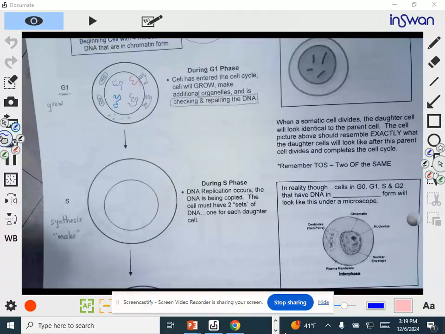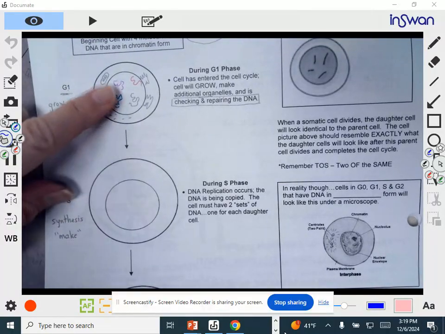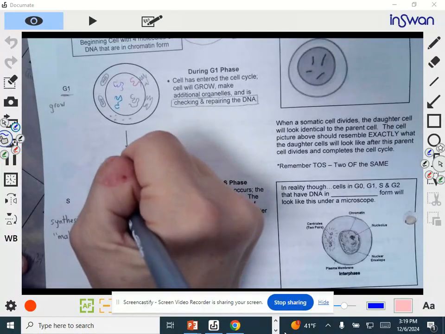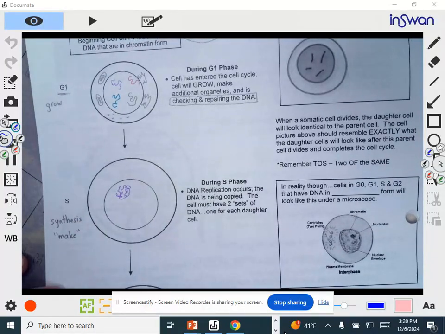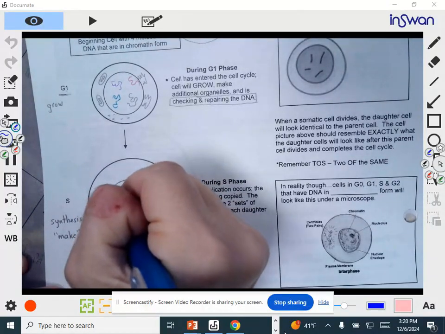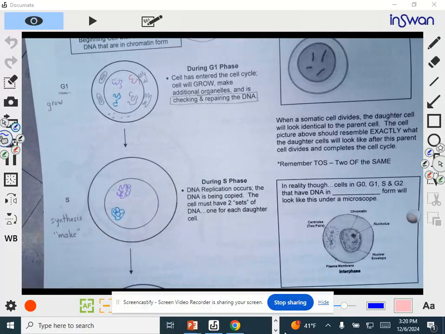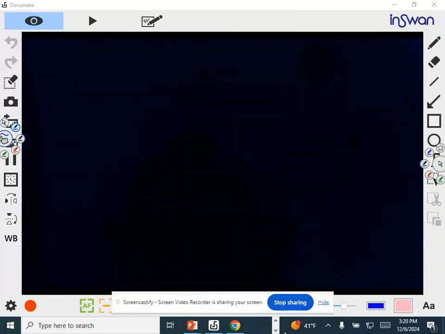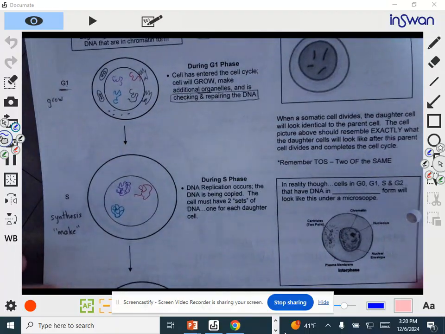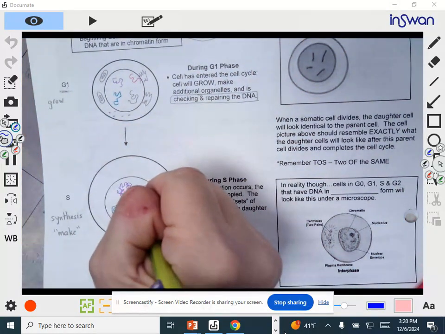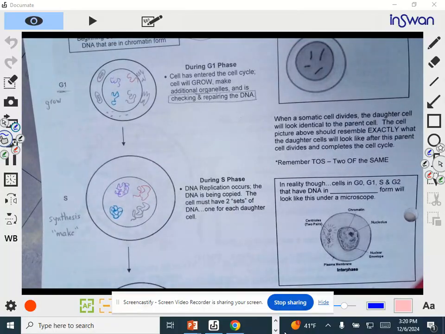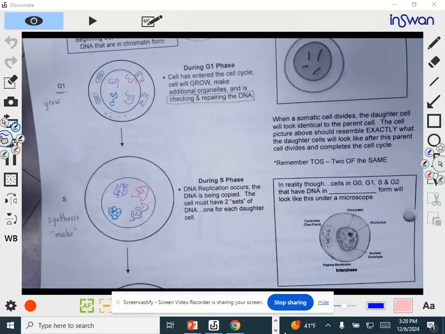So I like to model that as, see my DNA? Just make this pile of string twice as big. There's twice as much. So there's twice as much of my purple and my blue DNA, my red, and now we have twice as much DNA. Okay? All right.